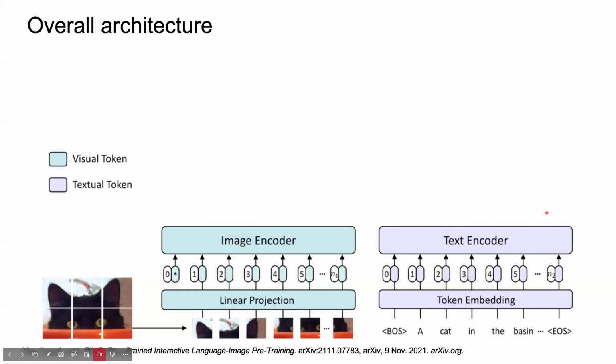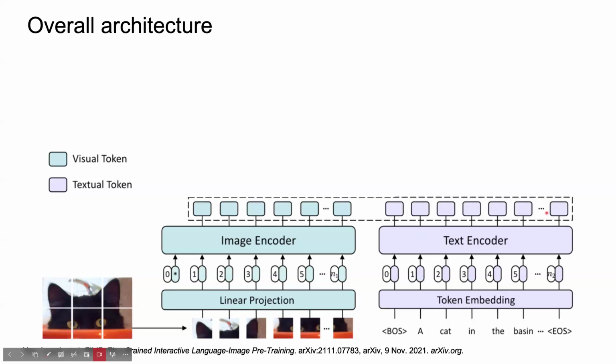In contrast, FILIP uses all of the tokens related to all of the image patches, as well as all of the words in the text. Before this, they linearly project them into a shared feature space, and then use L2 normalization.